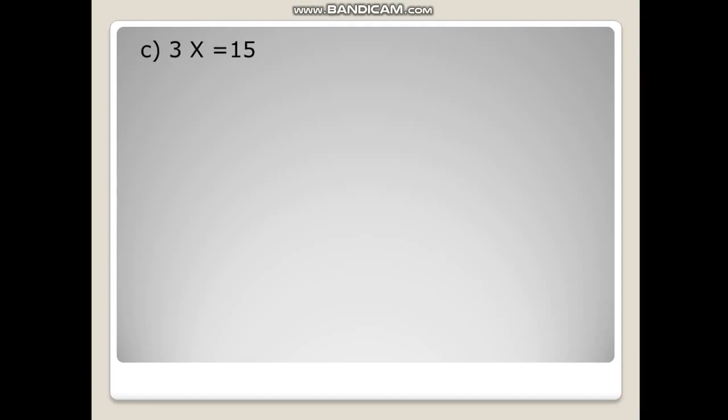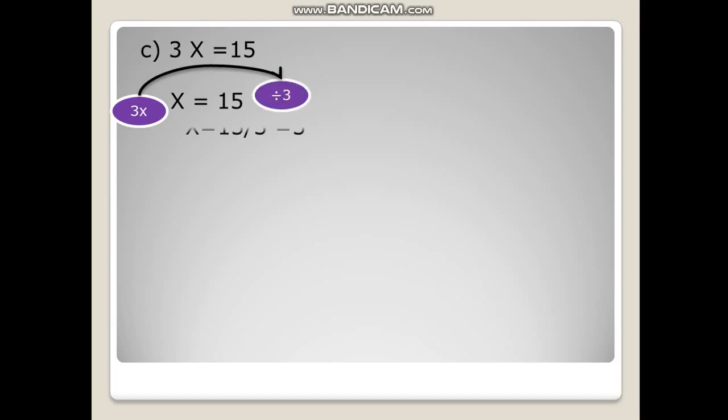Let's move to the third example, number 3. 3x equal 15. We said before, if the number is beside the variable, it means multiply. Here 3 is with a multiplying sign, times 3, and I want only x on this side and all the numbers on the other side. So it will go with the divided sign, because the opposite of times is divided. So 3 will go to the other side by divided. Then x will be equal 15 divided 3, and 15 divided 3 equal 5.